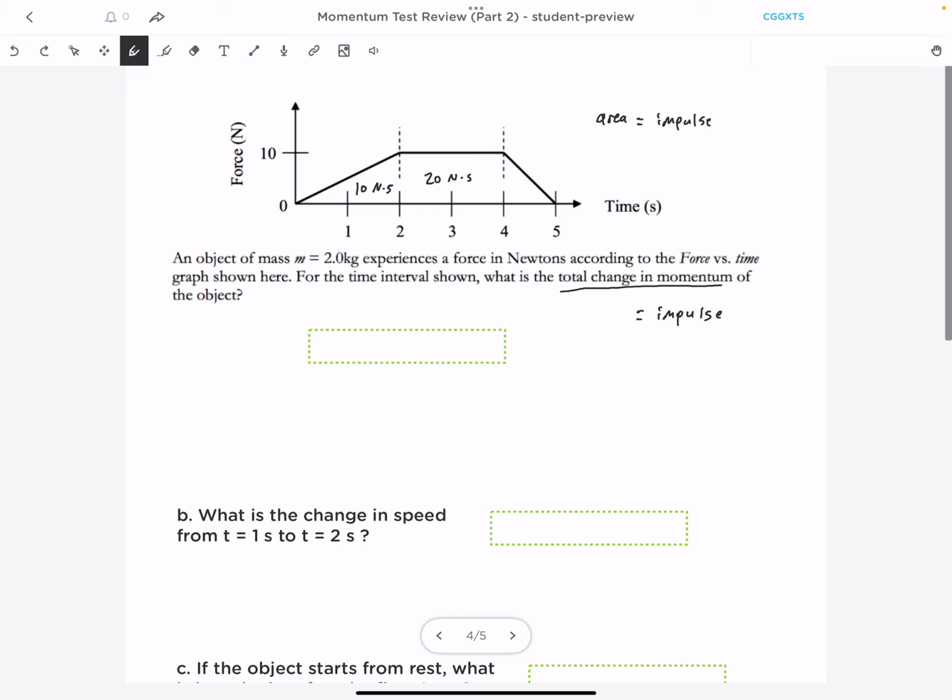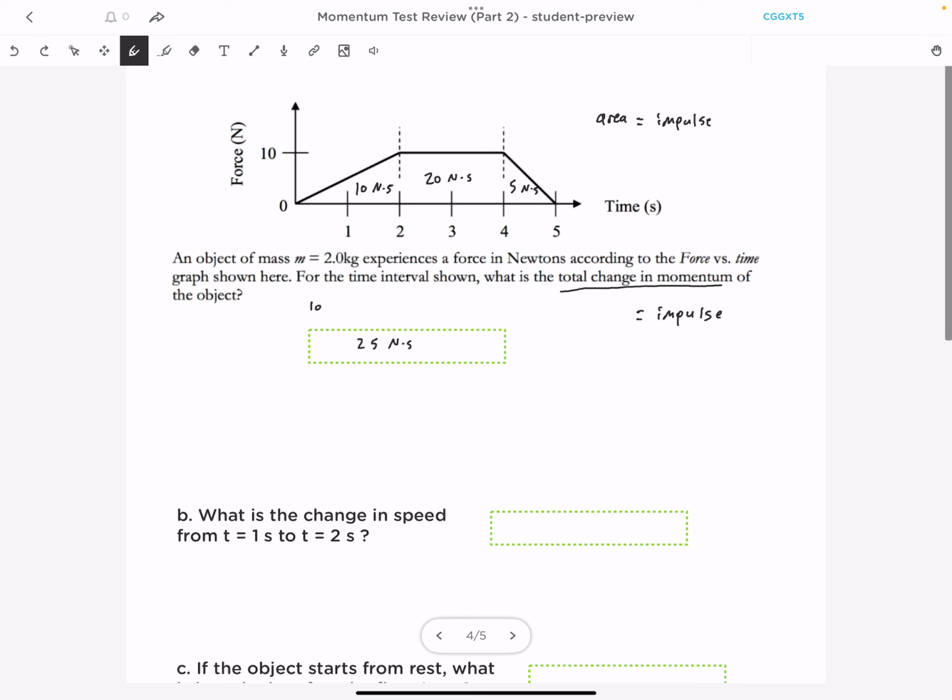And then the very final part, we have this triangle with a base of 1, a height of 10, but you multiply by 1/2, right, since it's a triangle. So 1/2 times 1 times 10, that comes out to 5 Newton seconds. And if you add all of these up, we have 10 plus 20 plus 5. We have a total impulse of 25 Newton seconds, right?